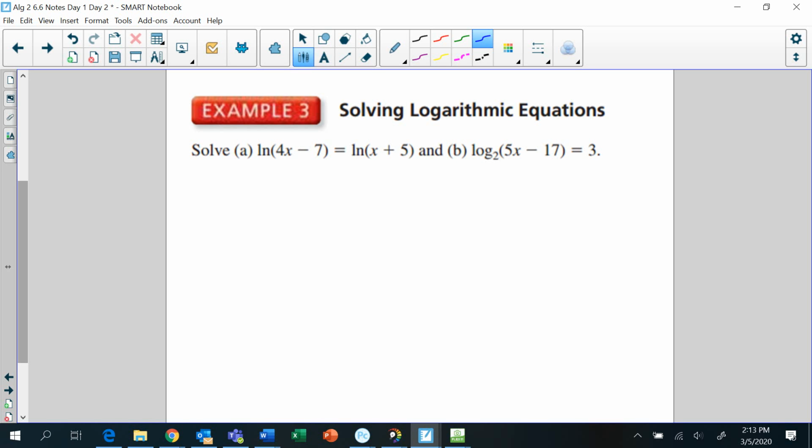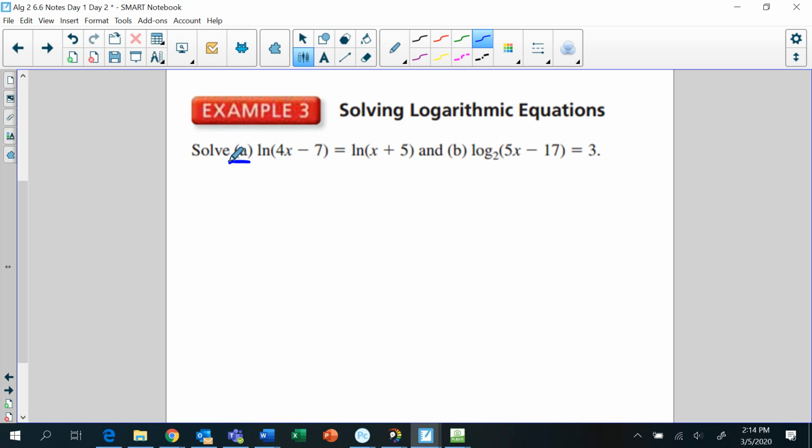All right. Example A right here. Example A: ln of 4x minus 7 equals ln of x plus 5. So I want to solve for x. There's x's on both sides of the equation. They both have ln in front of them. What cancels out ln? e. So e is the base. It's e to all that, right? So I have to make everything here the exponent.